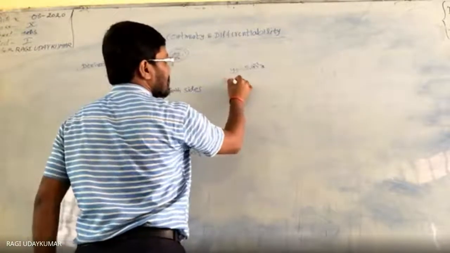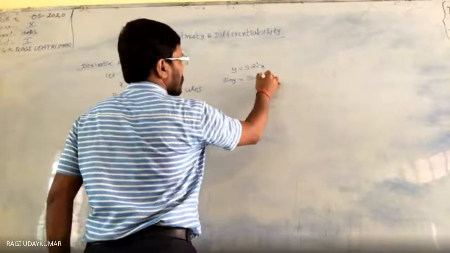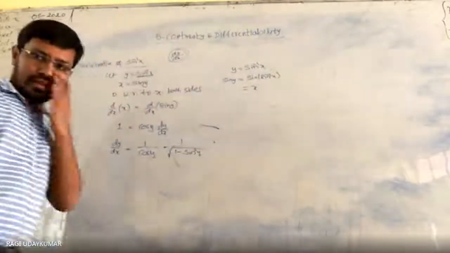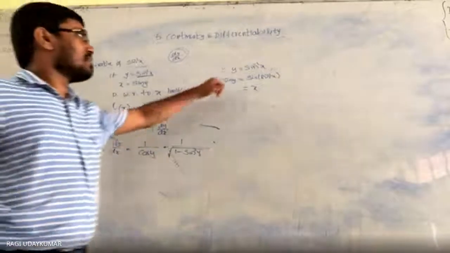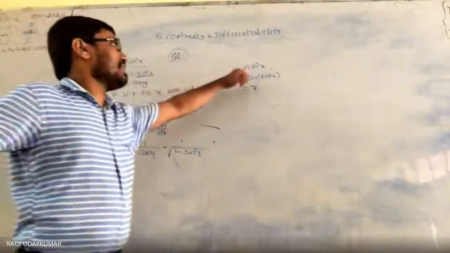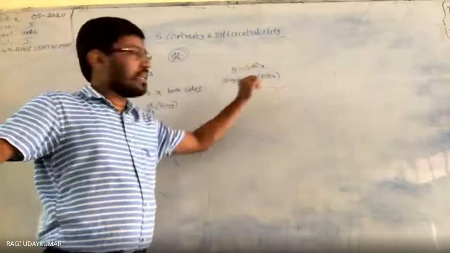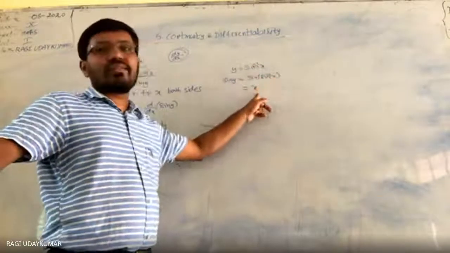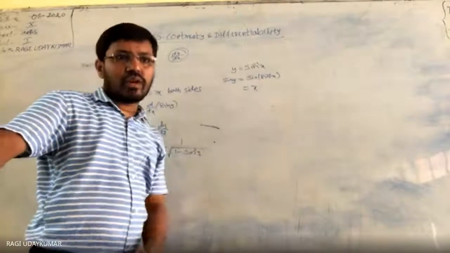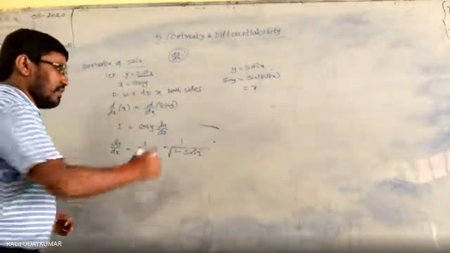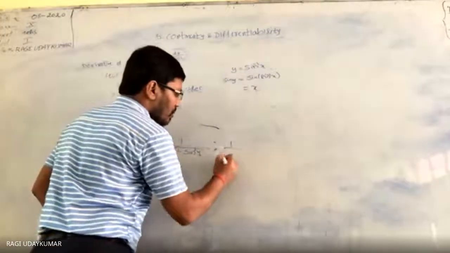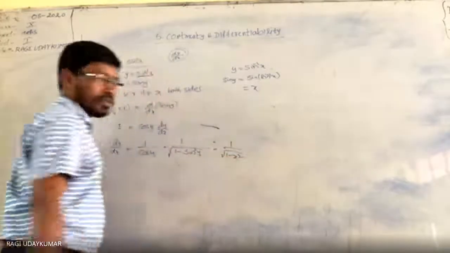then sin y is equal to what you get? Sin of sin inverse x is equal to x, as y is equal to sin inverse x. Both sides sin I am taking here: sin y is equal to sin of sin inverse x, and sin of sin inverse x is equal to x. Okay, so then you can say that here sin square y is equal to x square, under root of 1 minus x square.